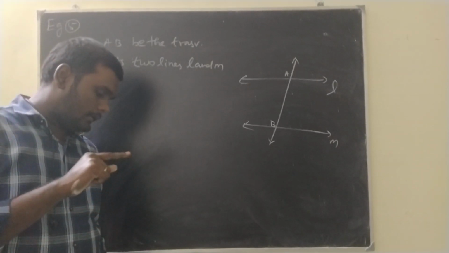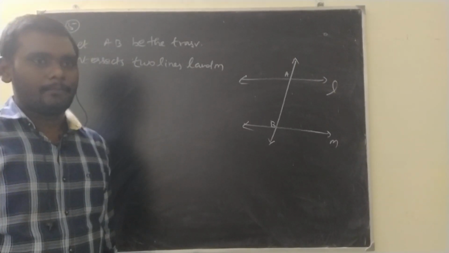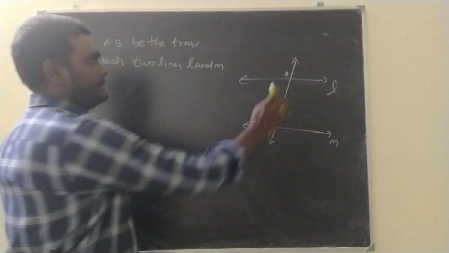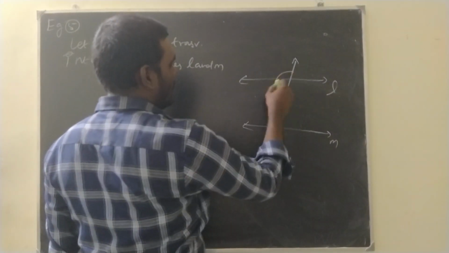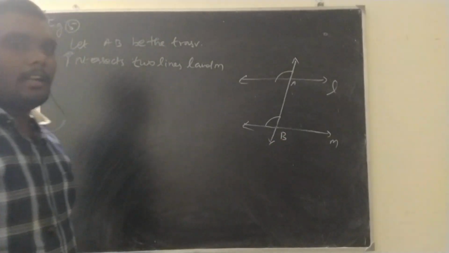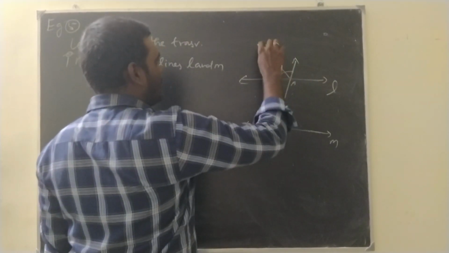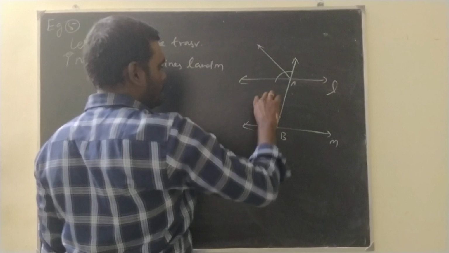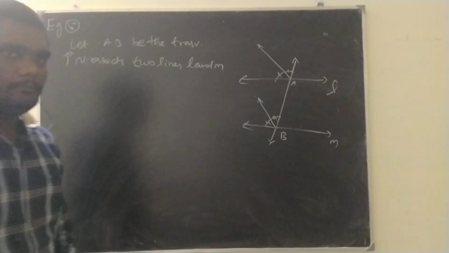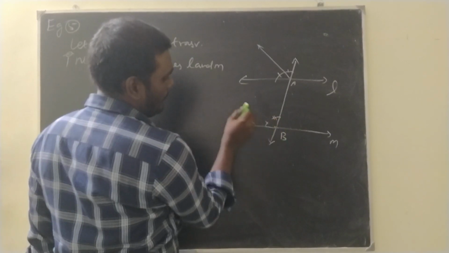Such that the bisectors of a pair of corresponding angles, any corresponding angles, shall we take? This angle and this angle are corresponding angles, and bisector for these means, bisector means what? That divides the given angle into two equal parts. So this part is equal, this part is equal. These bisectors are parallel.